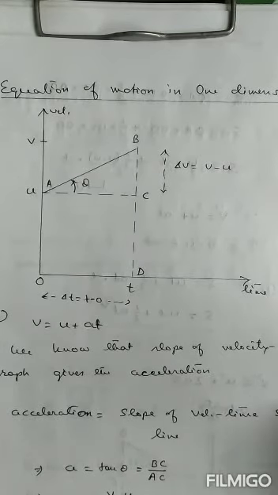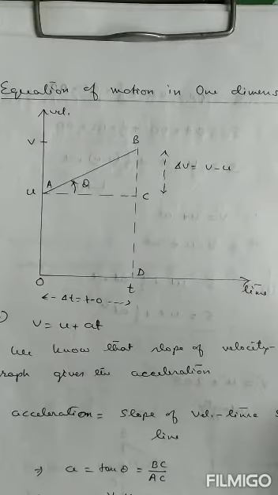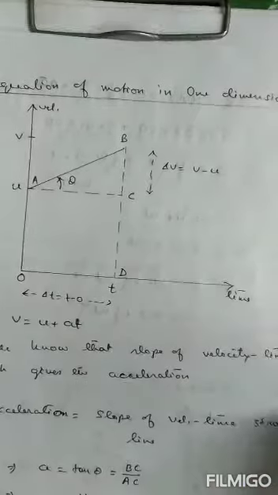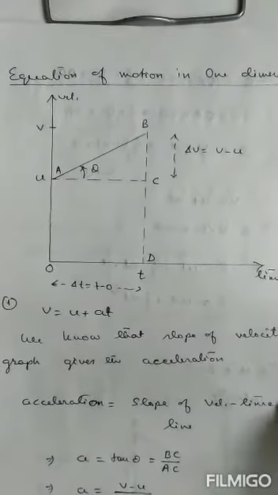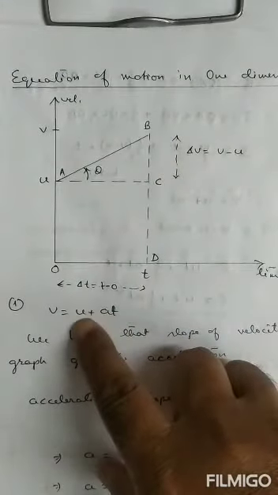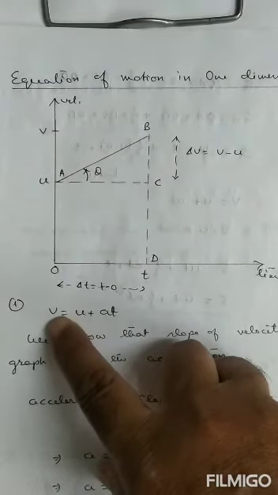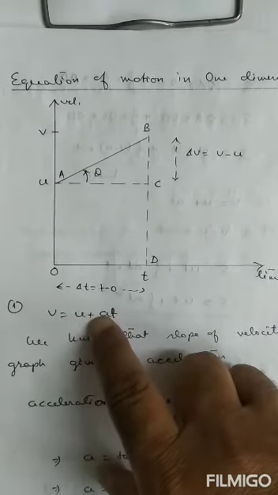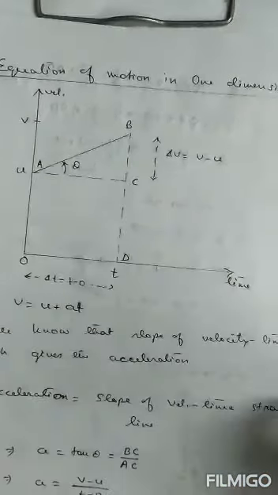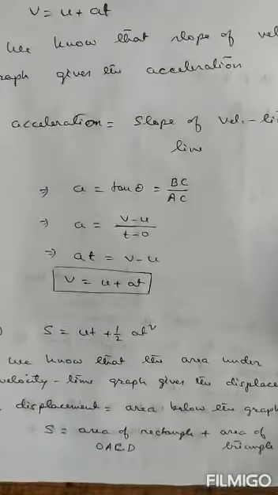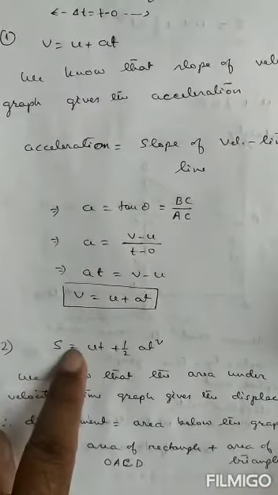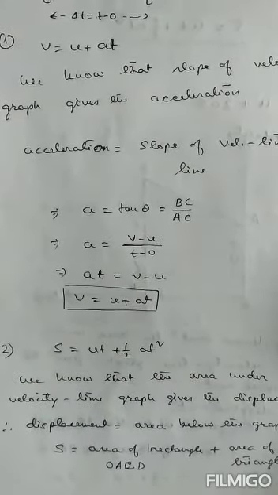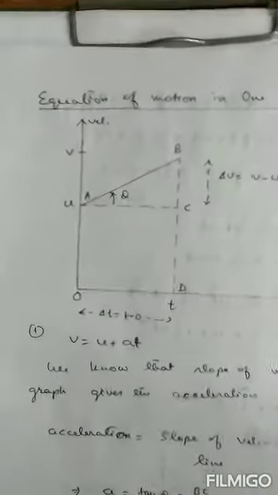Already in your class 9 science, you got these equations. The first equation is V is equal to U plus AT. What is U? U is the initial velocity, V is the final velocity, and A is the acceleration. The second equation is S is equal to UT plus half AT square.